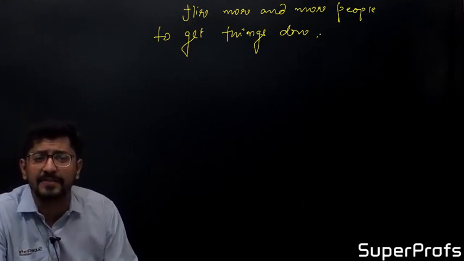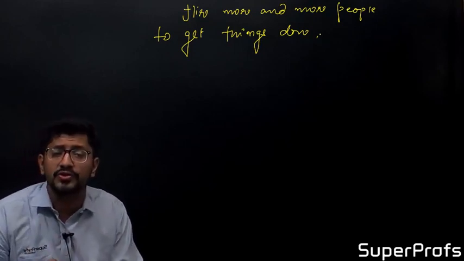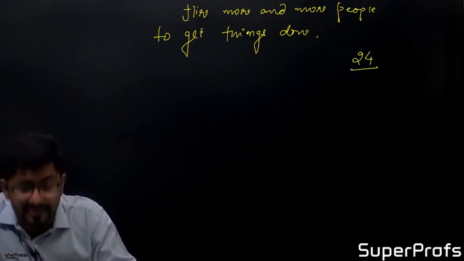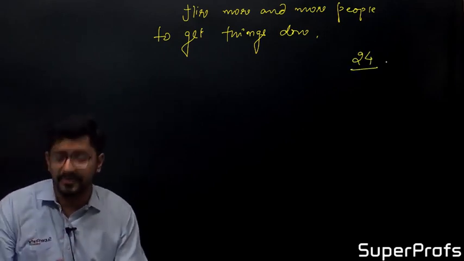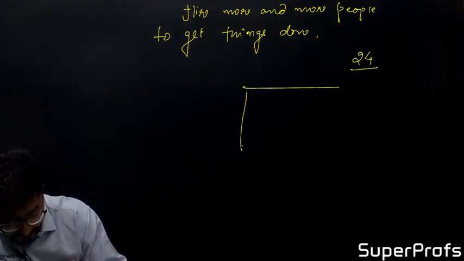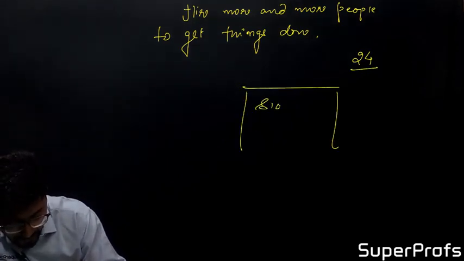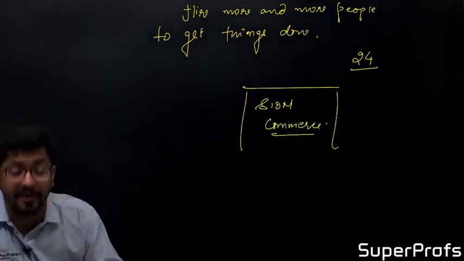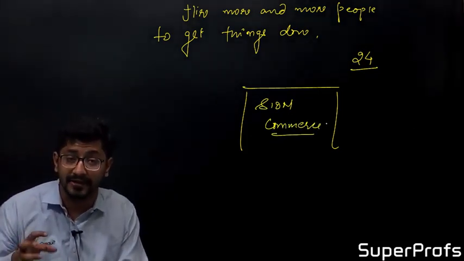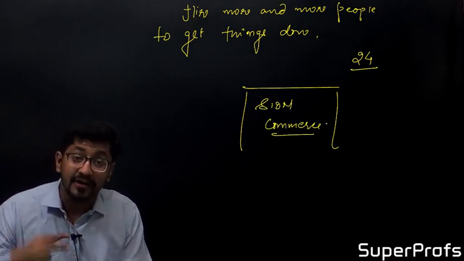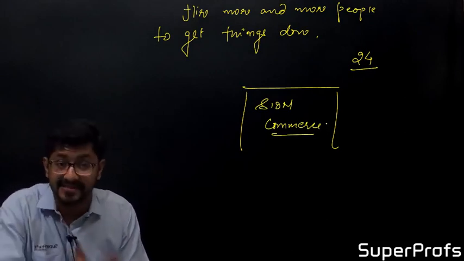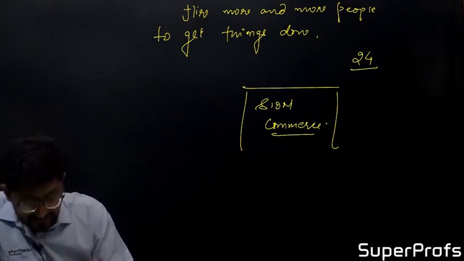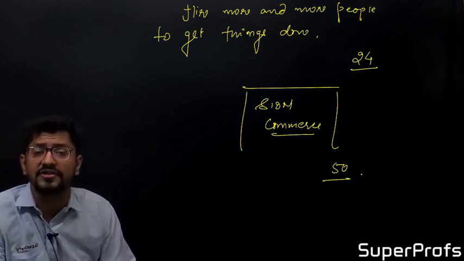Every person has limited time. Every person who wants to build a company has limited time. Every person has 24 hours. This institute also has 24 hours. Just suppose this is my institute, SIOM Commerce, and I teach all the subjects. How many classes can I take in a particular day? 2, 3, 4, 5, 6 or 10 batches maximum. But if there is a need to run 50 batches, then how will it be possible?